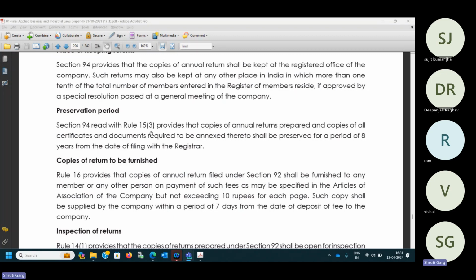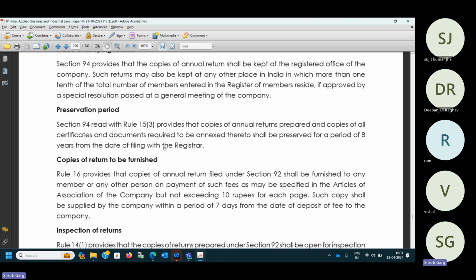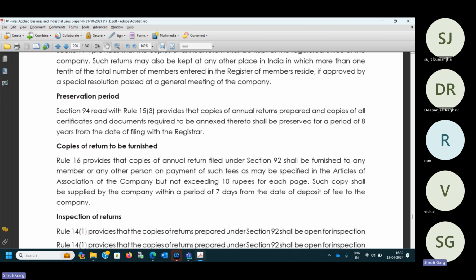Section 94 read with Rule 15(3) provides that copies of annual returns prepared and copies of all certificates and documents required to be annexed thereto shall be preserved for a period of 8 years. Highlight this. 8 years from the date of filing with the registrar. Every company has to maintain its record and preserve its record for a period of 8 years from the date of filing with the registrar.